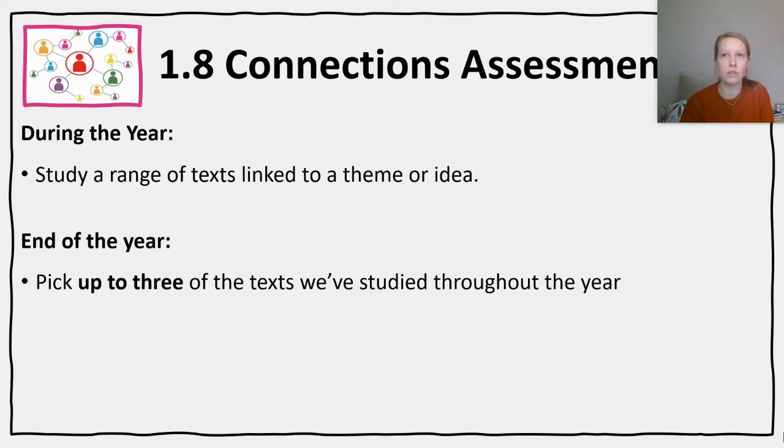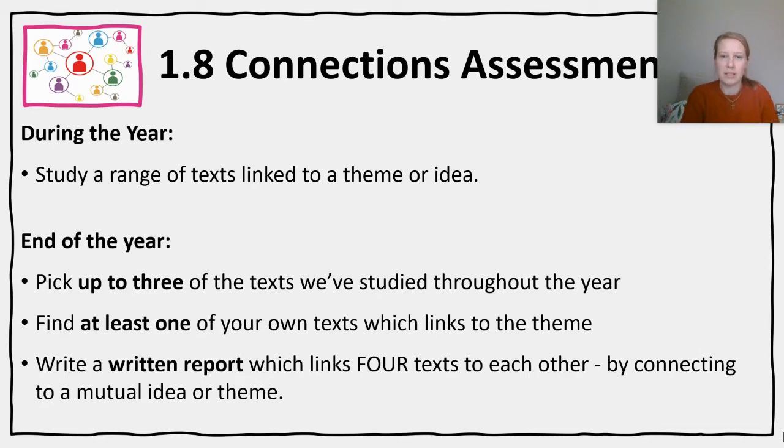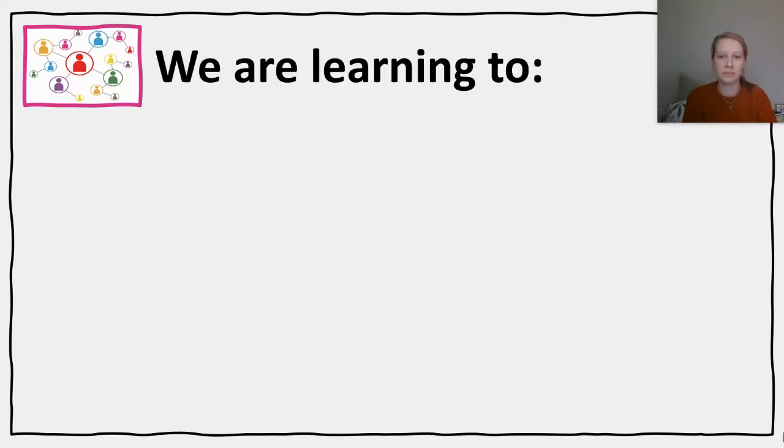At the most, you can use 3 of the texts we've studied throughout the year. Then you choose at least one of your own, and then you write a written report which links the 4 texts to each other. You're connecting them to a mutual idea or theme. So if you want to do all 4 of your own texts, that's fine, as long as you have at least one. You don't have to use the class texts, but you can use up to 3 if you want to.